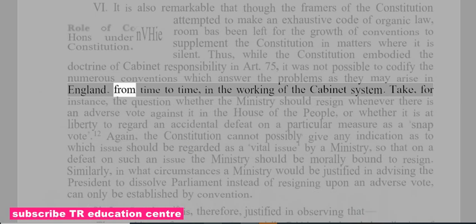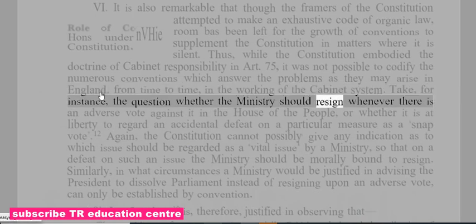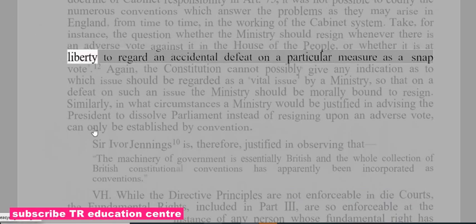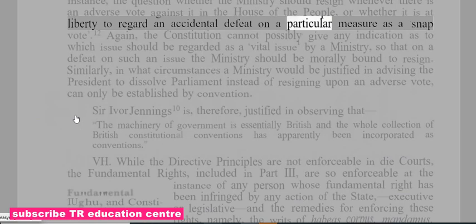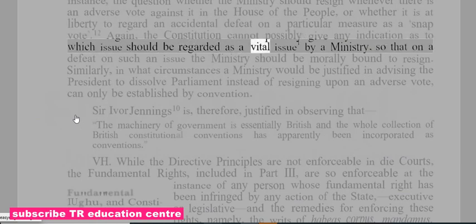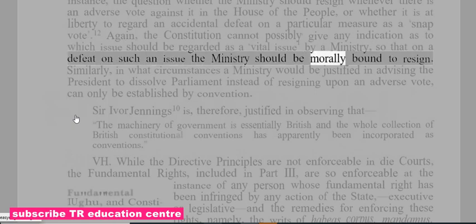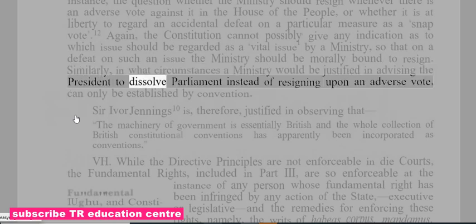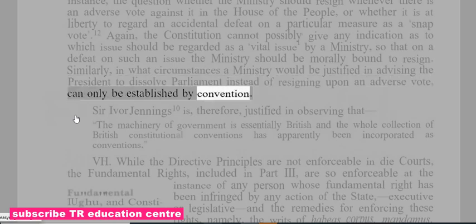Take, for instance, the question whether the ministry should resign whenever there is an adverse vote against it in the House of the People, or whether it is at liberty to regard an accidental defeat on a particular measure as a snap vote. Again, the Constitution cannot possibly give any indication as to which issue should be regarded as a vital issue won by a ministry, so that on a defeat on such an issue the ministry should be morally bound to resign. Similarly, in what circumstances a ministry would be justified in advising the President to dissolve Parliament instead of resigning upon an adverse vote can only be established by convention.